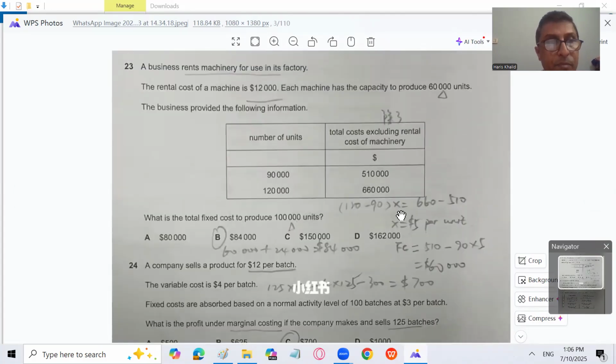Now 23rd MCQ. A business rents machinery for use in its factory. The rental cost of a machine is 12,000. Each machine has the capacity to produce 60,000 units. The business provided the following information.